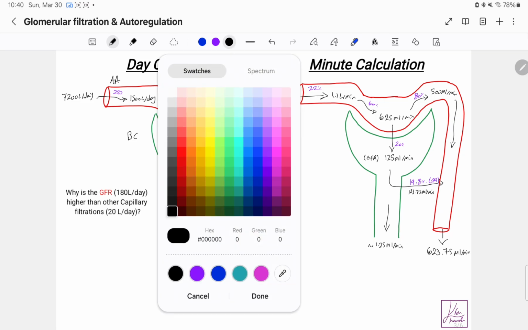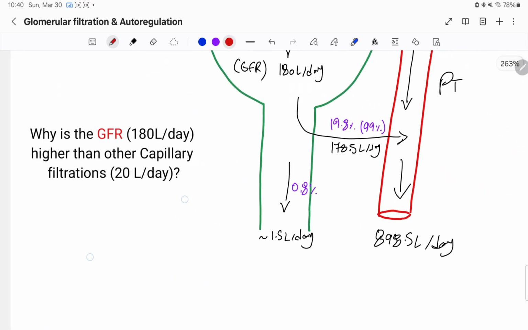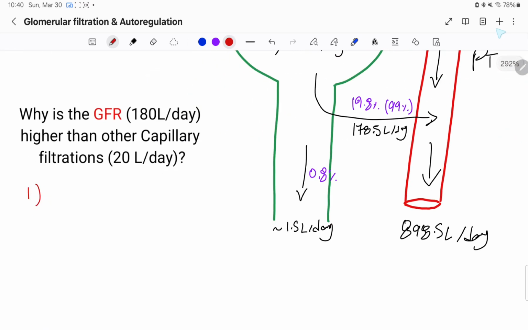Well, that's actually a really good question. And let's go ahead and answer it. There's kind of two parts to this. So the first reason is due to the capillary structure, right? These capillaries, remember I told you, they are fenestrated. They have very large pores, okay? And because they have very large pores, more fluid can be filtered for a given hydrostatic pressure. So the fenestrated capillaries is one. They literally have holes in the endothelial cells. Like that means a lot of things can get filtered.